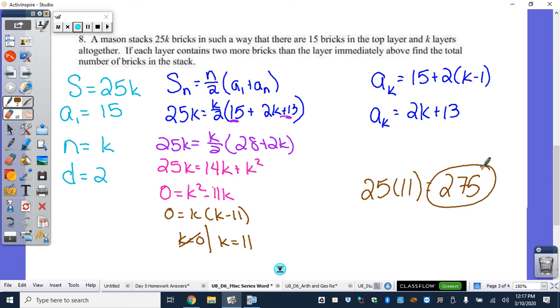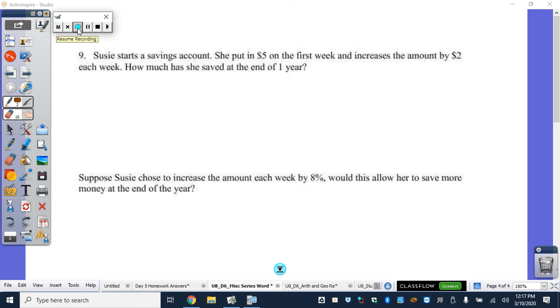So we got Susie starts a savings account. She puts in $5 on the first week and increases the amount by $2 each week. How much has she saved at the end of 1 year? So, she starts with $5. That's our A sub 1. She's putting $2 more each week. So, arithmetic or geometric? Arithmetic. We'd have a common difference of 2 because she's getting $2 more each week.